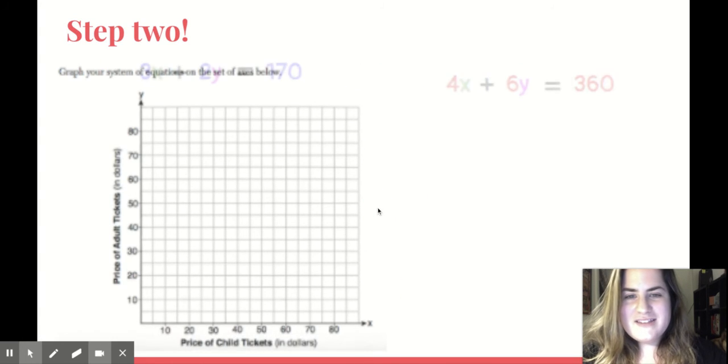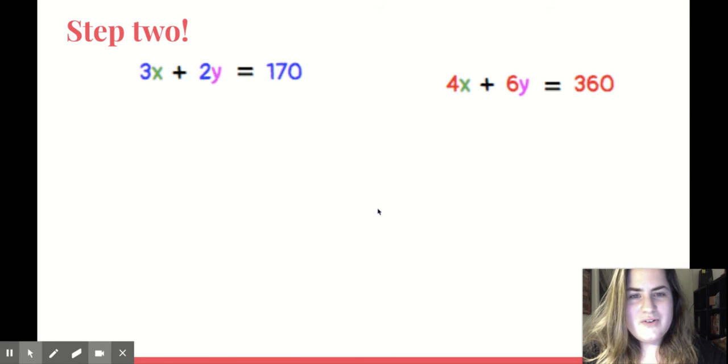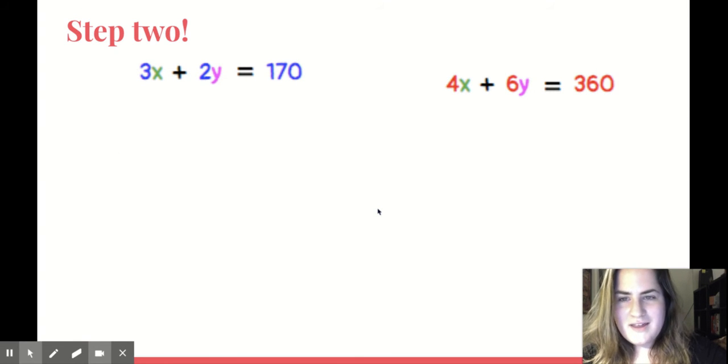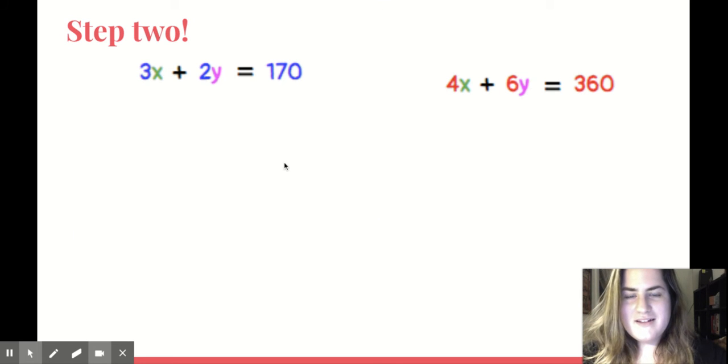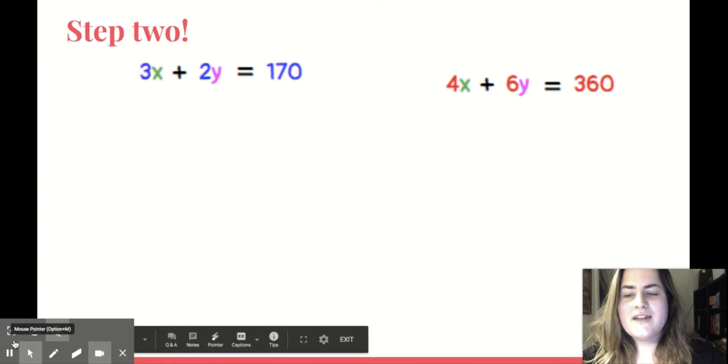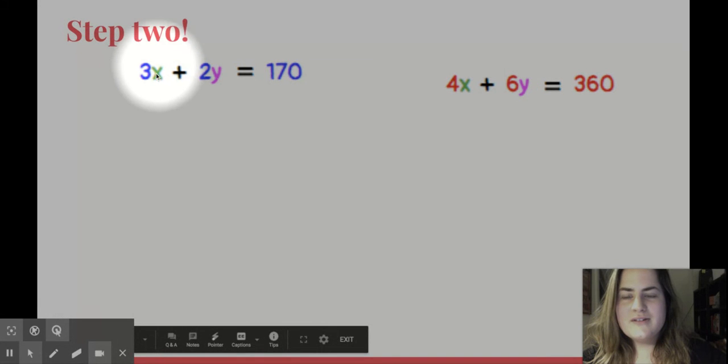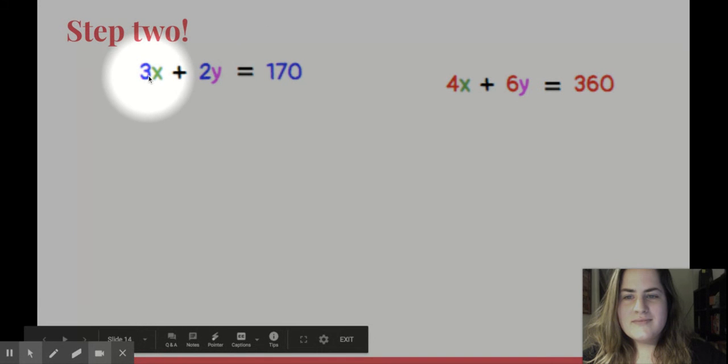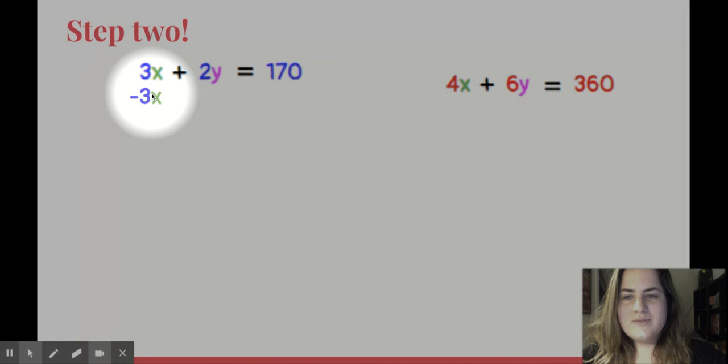Okay, so let's try this again. So we have two equations here that we set up last week. I'll do the first one with you, and then I'll have you do the second one. So what should be our first step for this first equation? If you said subtract 3x, you're correct.